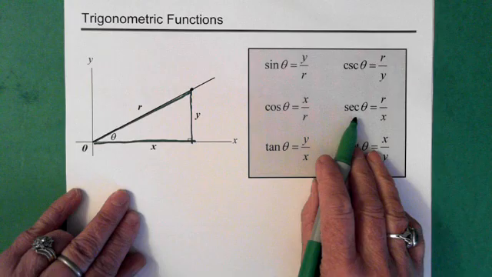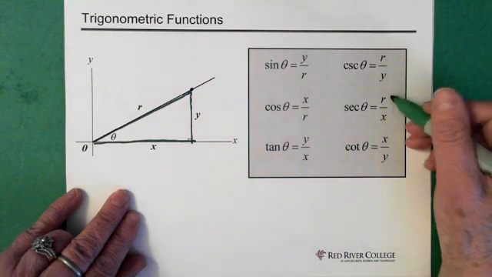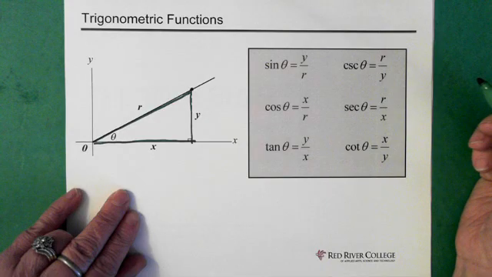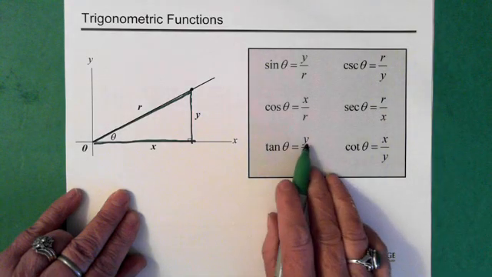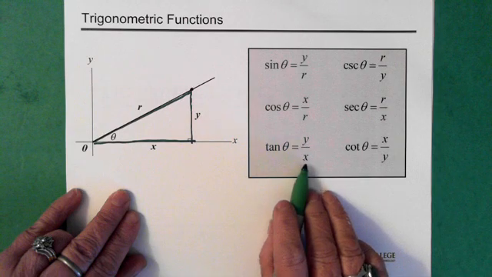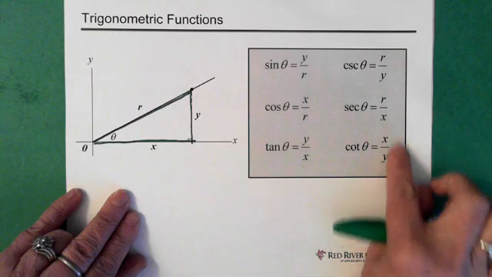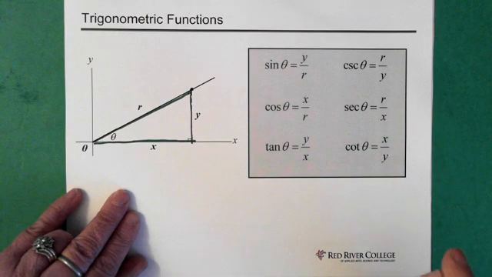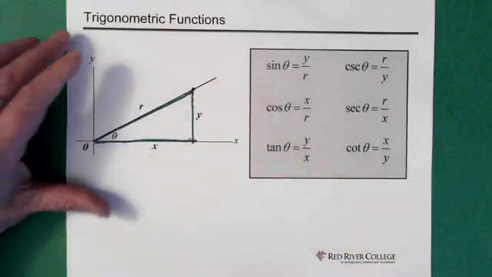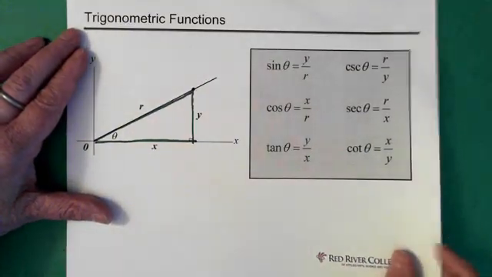The secant is the inverse of the cos. So then this simply becomes r over x. The tan of the angle is opposite over adjacent, y over the x, and the cotangent is the inverse of that. Okay, so that's just a fairly brief introduction to trig functions.